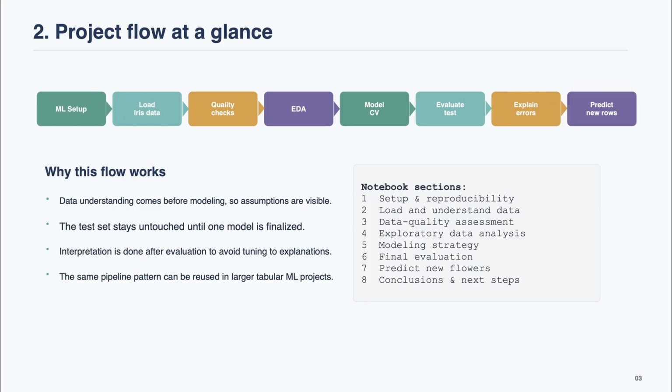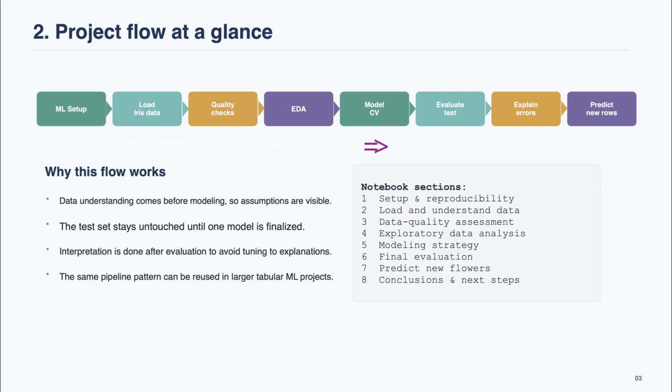Here we see the full project flow. We begin with the machine learning setup, where we import libraries and define reproducibility settings. Then we load the iris dataset and perform basic data quality checks. After that, we move into exploratory data analysis. This helps us understand feature distributions, class separation, correlations, and possible modeling signals.